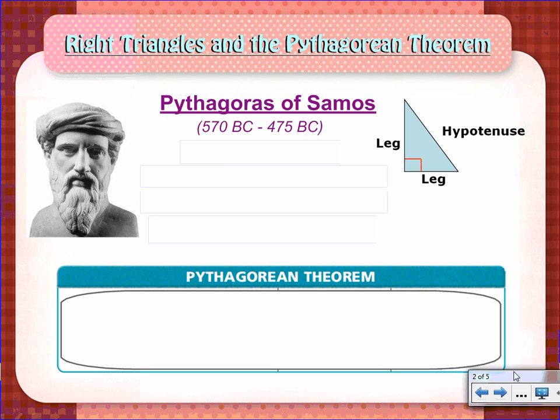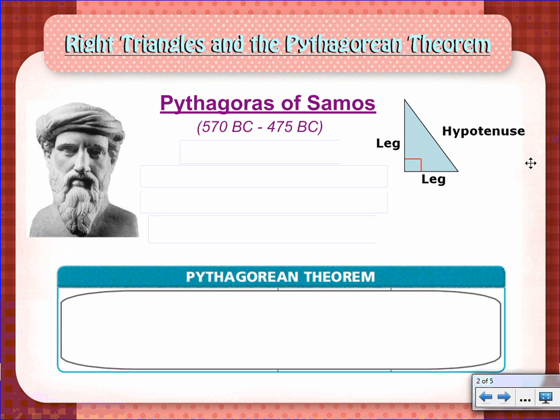Hello everybody. In this lesson we're going to take a look at right triangles and a special relationship their sides have in the Pythagorean theorem. We'll also go through a little bit of the background behind it and talk a little bit about Pythagoras of Samos.